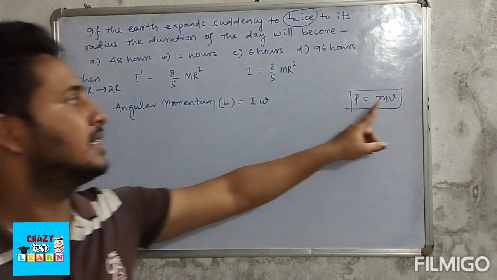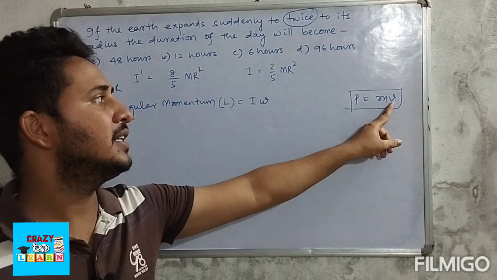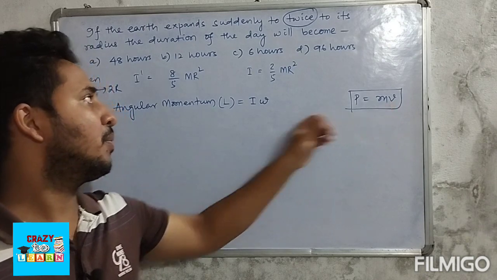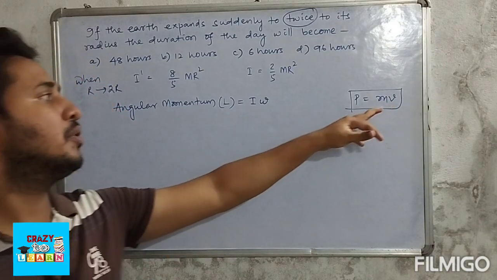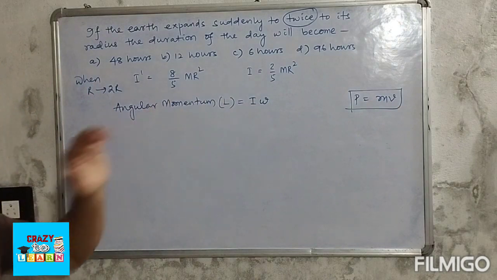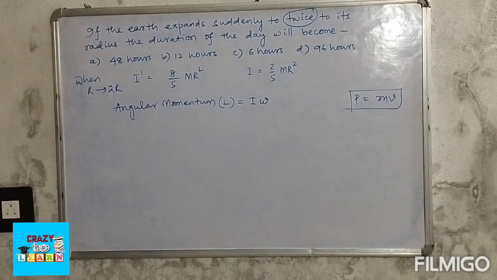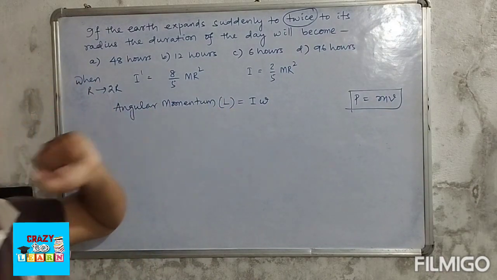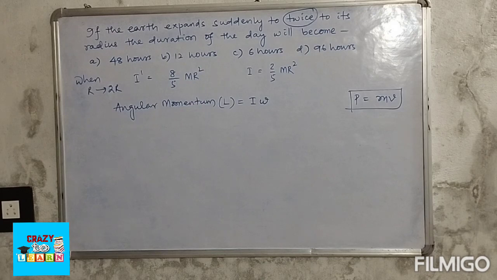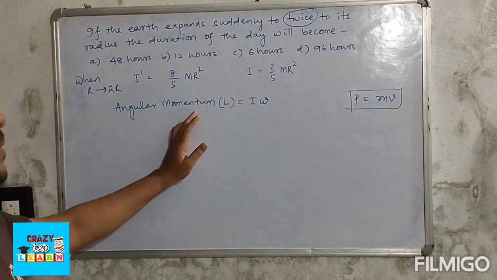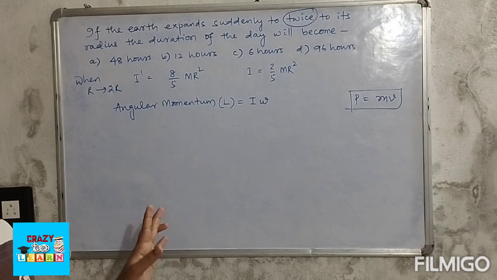And for linear motion the linear velocity is v, but for rotational motion, in the place of velocity we have to take the angular velocity. And what is angular velocity? The angular velocity is omega. So what is the formula for the angular momentum? It is I omega. It is very easy to remember.